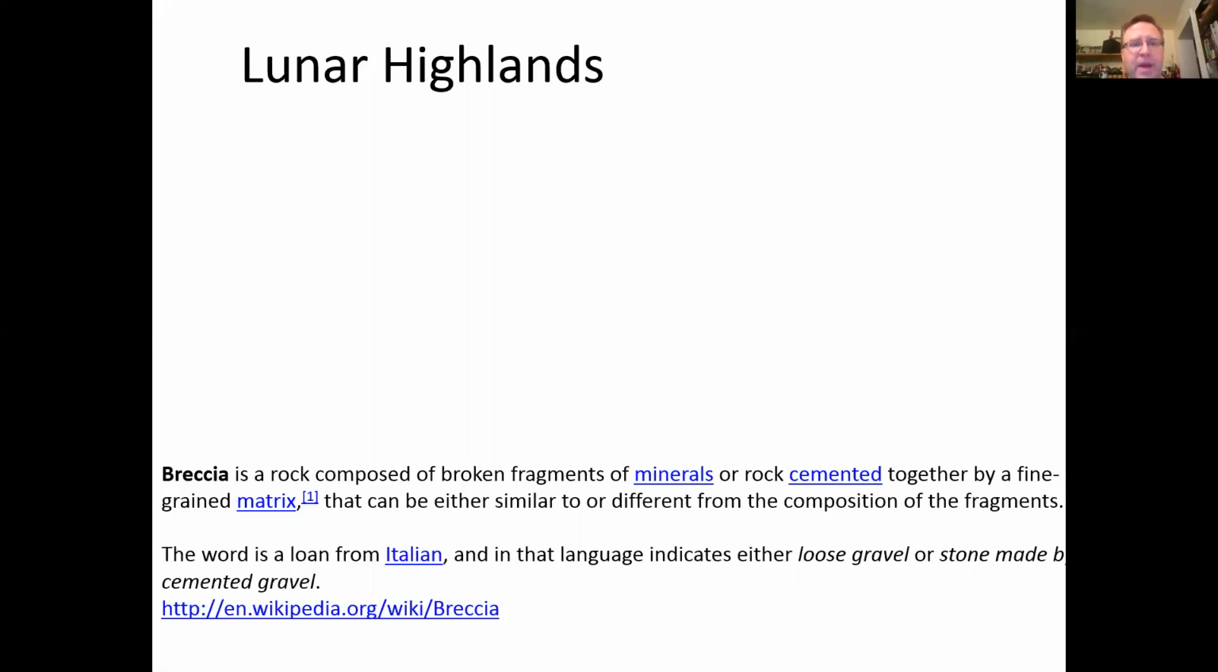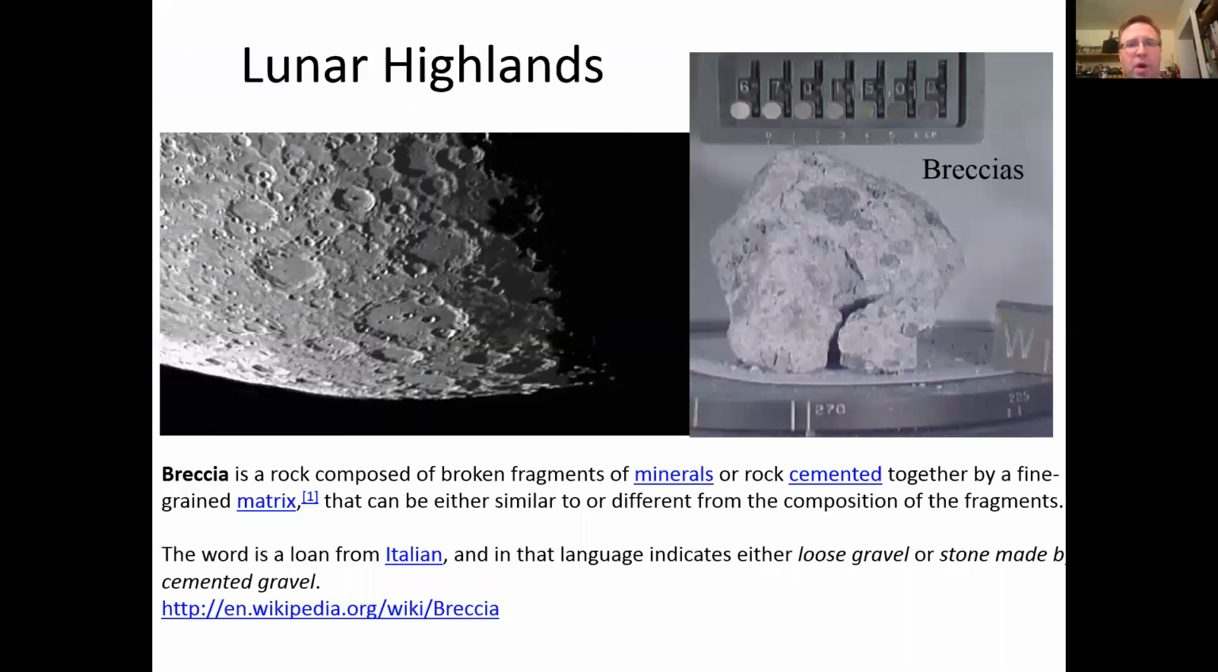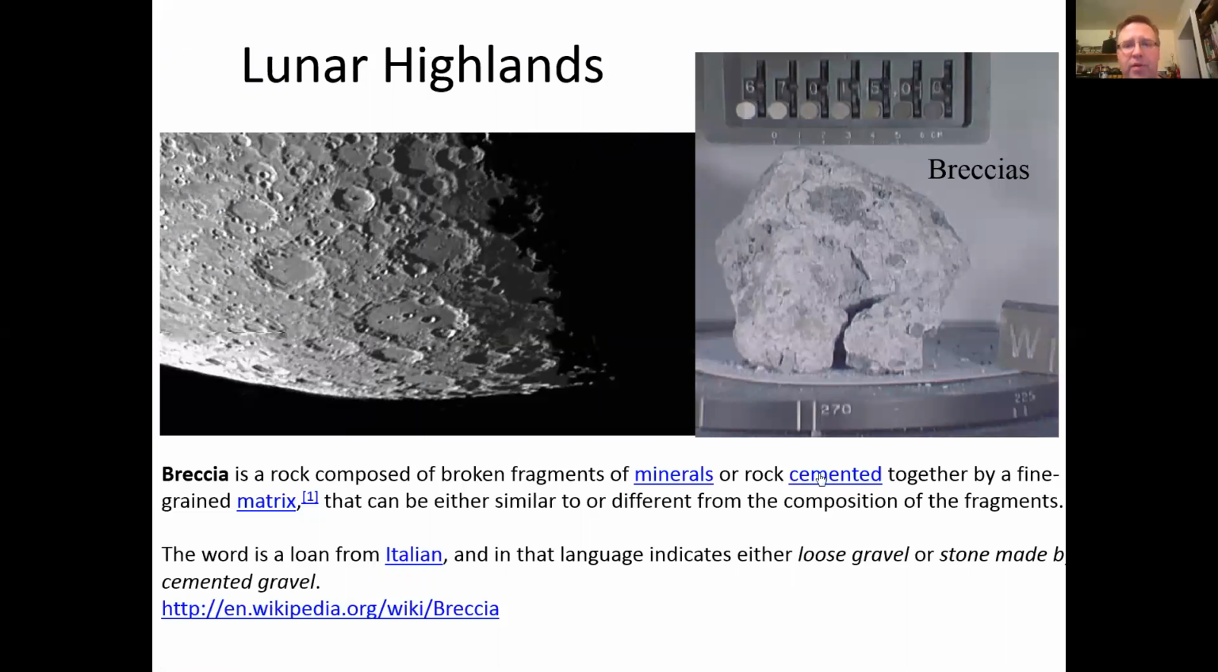Now, the highlands are made up of anorthosites, also some of them are called breccia. It's basically rock composed of broken fragments of minerals that are cemented together. So when you look at these things, they look very much like the cement of our sidewalks. Lots of little rocks that are held together chemically, but they're very fine-grained bits of shattered and pulverized rock that are all basically clumped together.